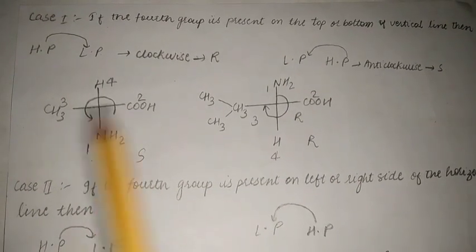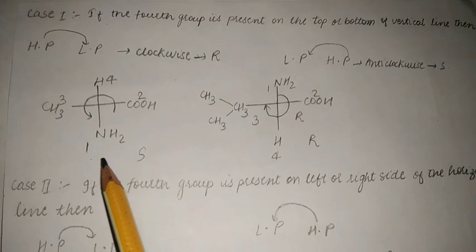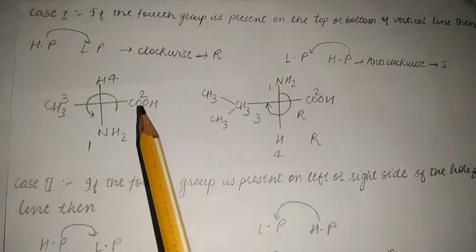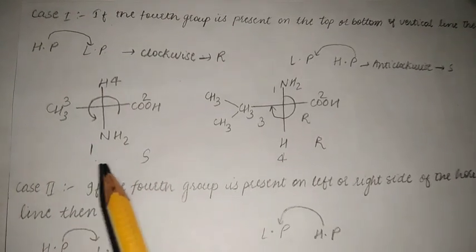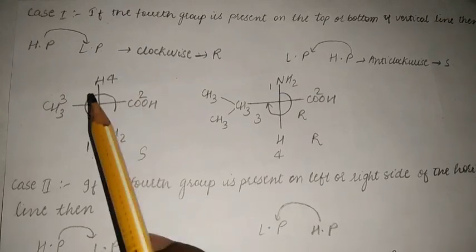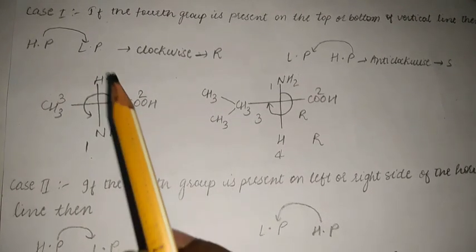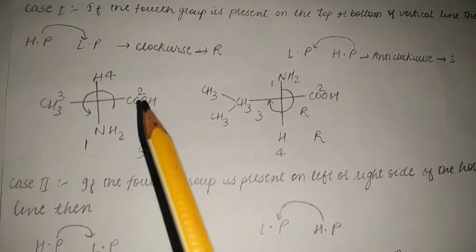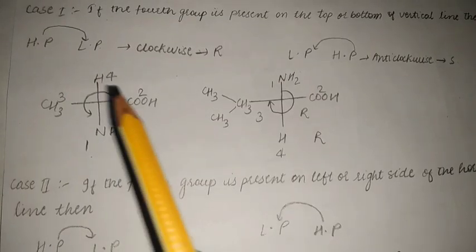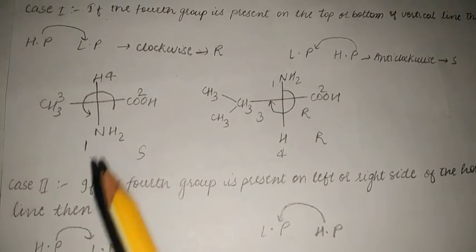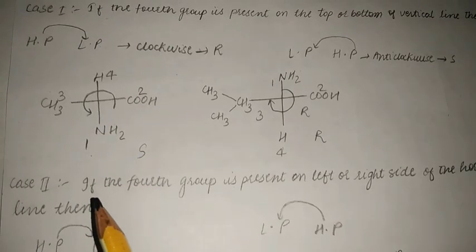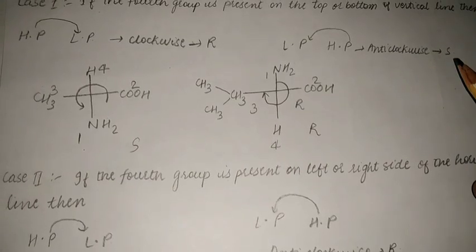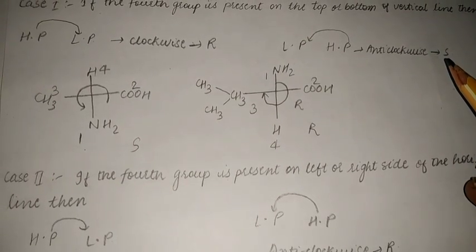So let's consider this molecule. Here the first numbering is given to NH2, then the carboxylic group, then methyl, then hydrogen. We can see the fourth group, the hydrogen, is present at the top. So let's see how the 1, 2, 3 groups are arranged. They are arranged in anti-clockwise direction. If it is arranged in anti-clockwise direction, what will we consider it? We will consider it under S configuration.